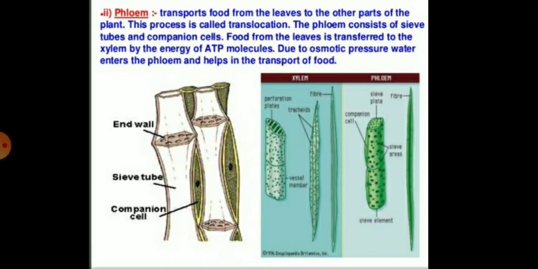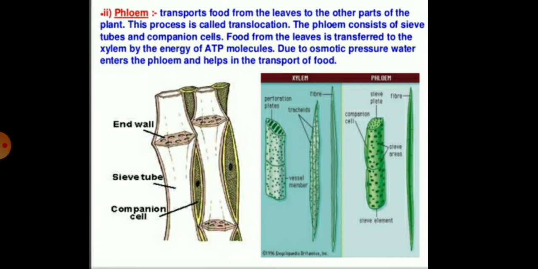So children, the phloem transports the food from the leaves to the other parts of the plant. This process is called translocation. The phloem consists of sieve tubes, companion cells, phloem parenchyma, phloem fiber, and also the sieve plates.